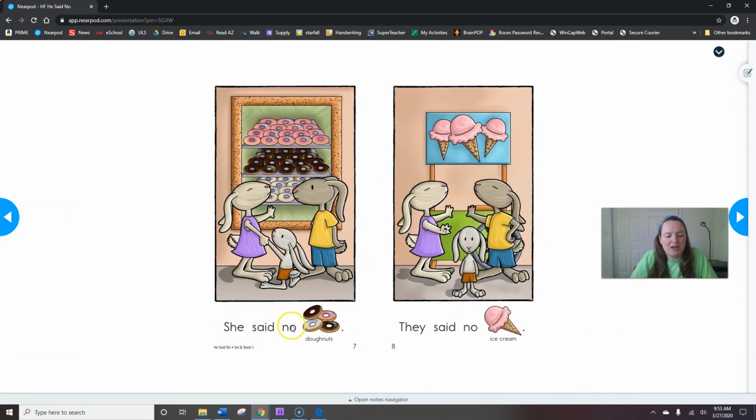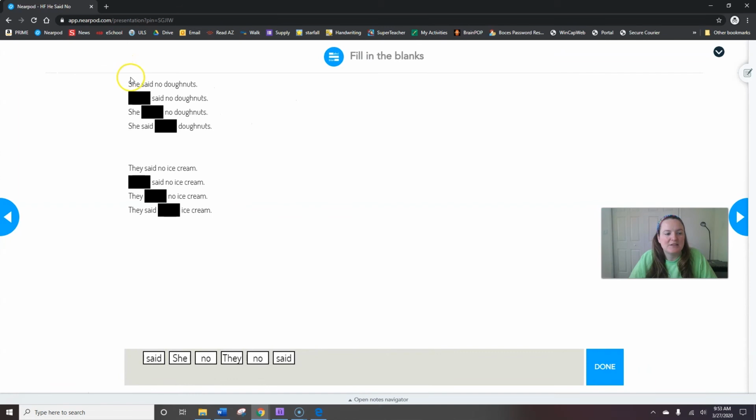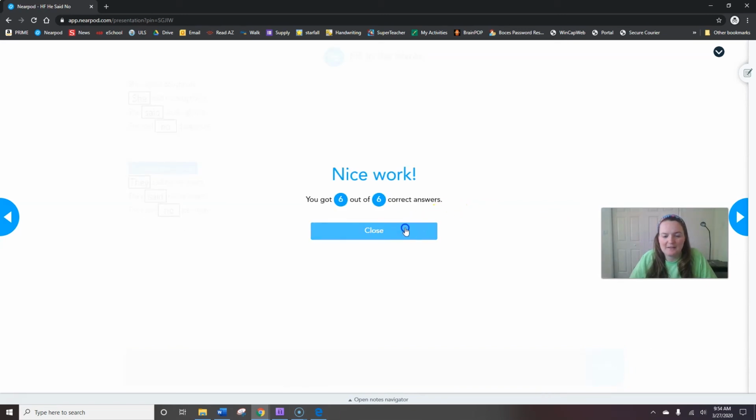Ready? She said no donuts. They said no ice cream. Let's go to our sentences. The first sentence is she said no donuts. Can you plug in the right words here? Okay, if you did it yourself, you should have she said no donuts. Okay, my next one is they said no ice cream. Okay, so my first word, take a second, see if you can figure it out. They said no ice cream. Done. Close.